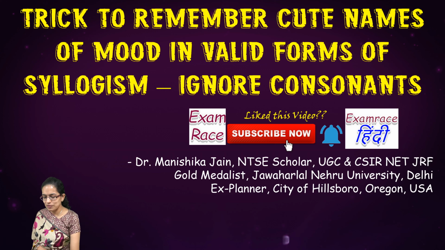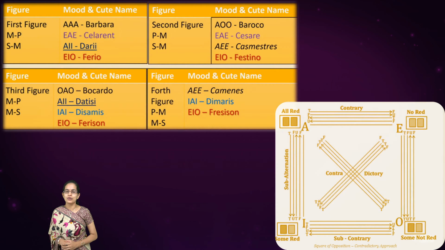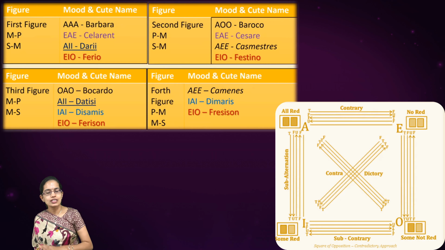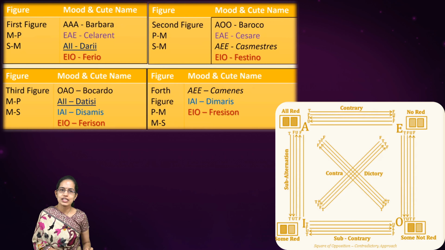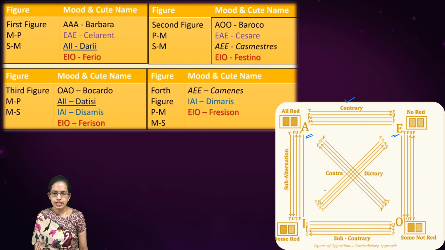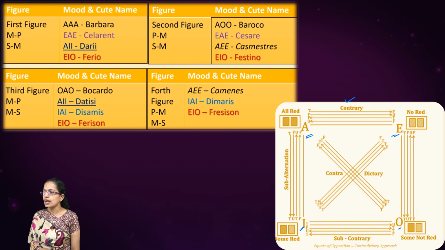So here we'll begin with the journey, but before that, let's understand the very basics of the square of opposition. Under the square of opposition, as I always say, this one single diagram would help you sail through. Under this diagram you have all, no, some and some not, which is A, E, I and O. And in these diagrams you can understand all the moods.